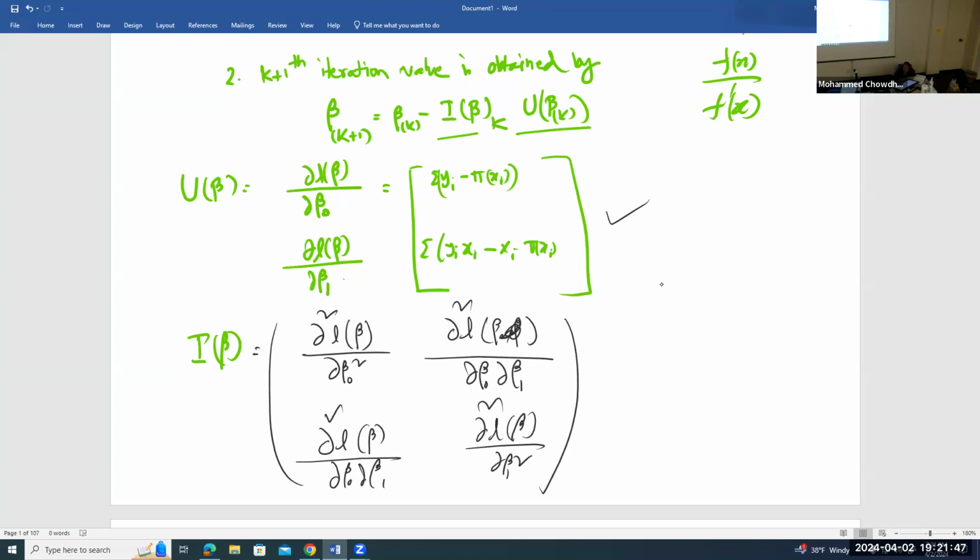Okay, I want to ask you a question. Our original solution is x n plus 1 equals x n minus f of x over f prime x. This is the solution, right? Newton-Raphson method.